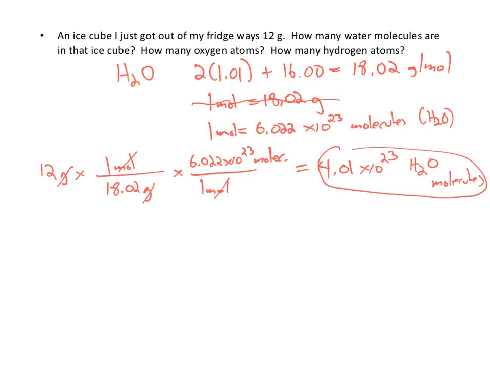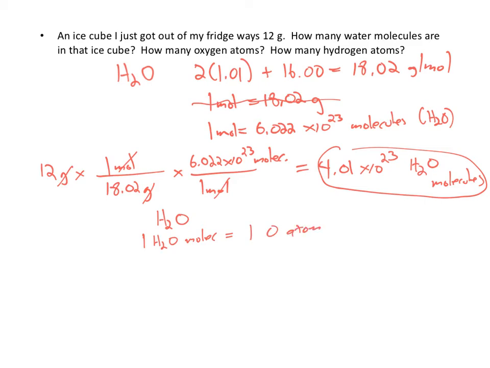Now they also want to know how many oxygen atoms. And so this is pretty easy. In the formula for water, if I have 1 water molecule, I have 1 oxygen atom. So I'm going to set that up as a conversion, even though I'm sure most of you realize we probably don't need to do that work. So I would say, okay, one H2O molecule is equal to one oxygen atom.